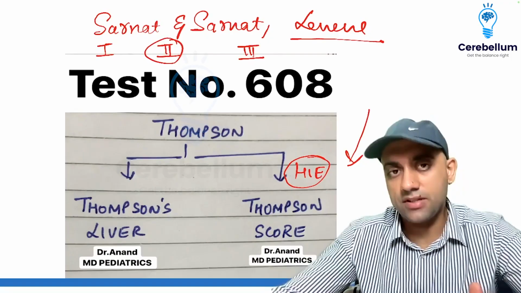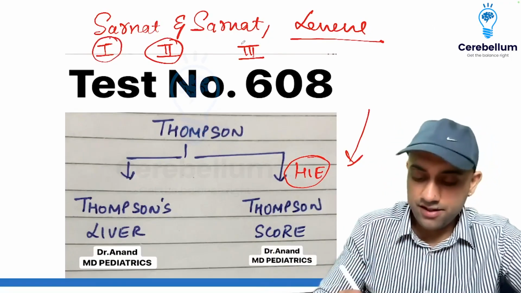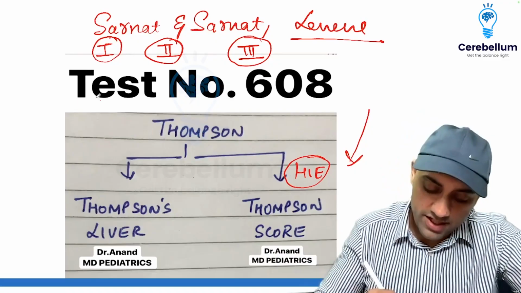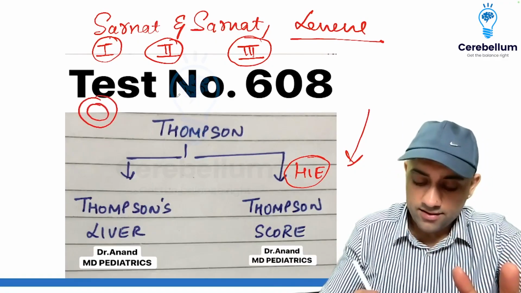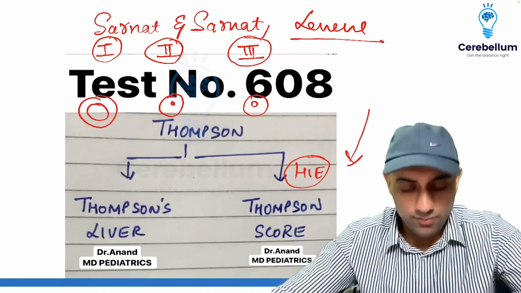Seizures start to be seen in stage 2 HIE. Stage 1 HIE, you will have an exaggerated Moro. Stage 3 HIE, you will have an absent Moro. Stage 1 HIE, you will have mydriasis. Stage 2, you will have miosis, and stage 3 will have unequal pupils.